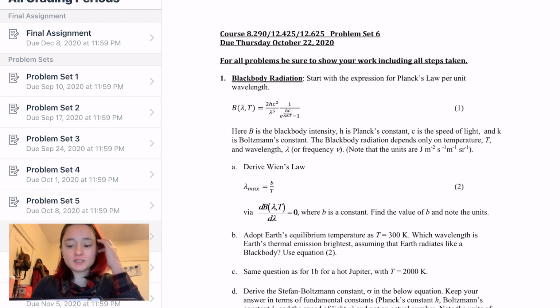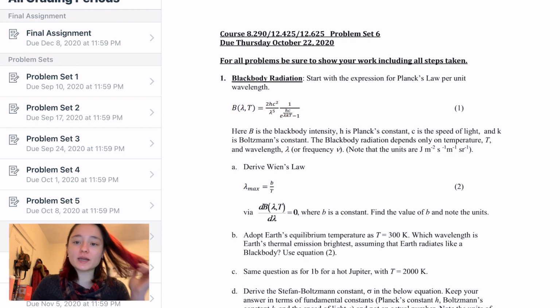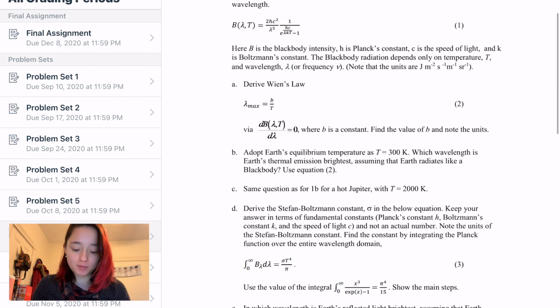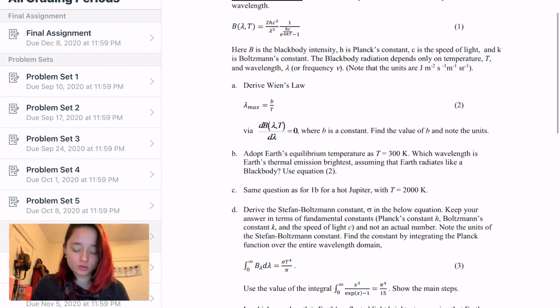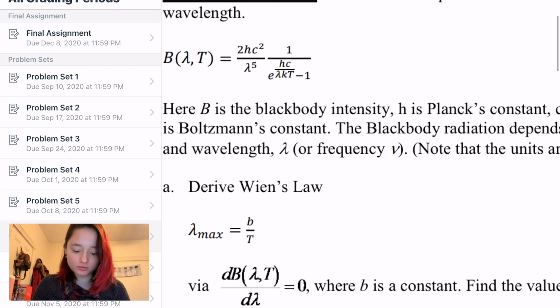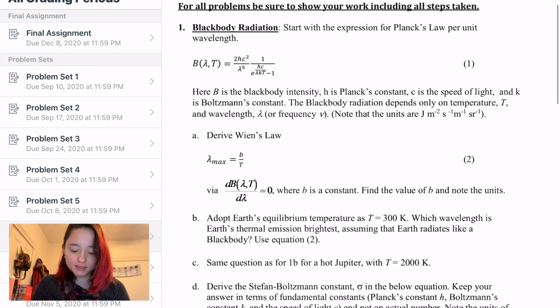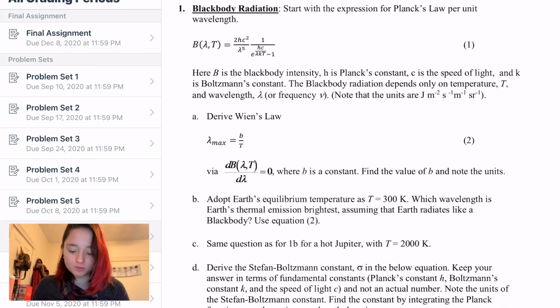Next, we're going to be taking a look at 12.425, or 8.290, which is MIT's exoplanet class. I pulled up a random pset here, pset 6, and we're going to take a look at that. First problem is on black body radiation. So it gives you the equation for the black body radiation and then defines the different variables for you. And then it asks you some questions on that.